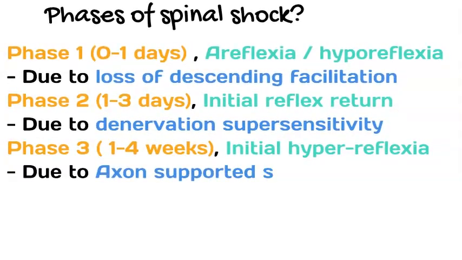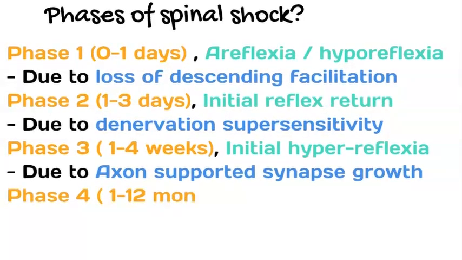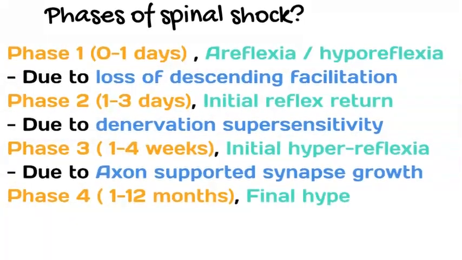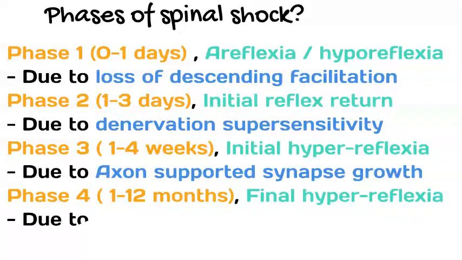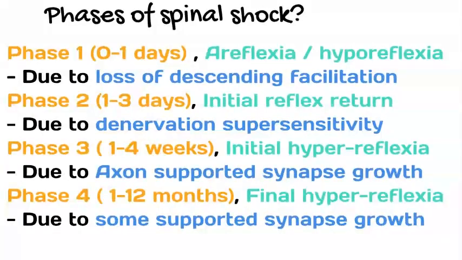Phase 3 of spinal shock is within 1 to 4 weeks. There is an initial hyperreflexia. This phase is due to axon-supported synapse growth. Phase 4 occurs within 1 to 12 months. Final hyperreflexia. This is due to soma-supported synapse growth.